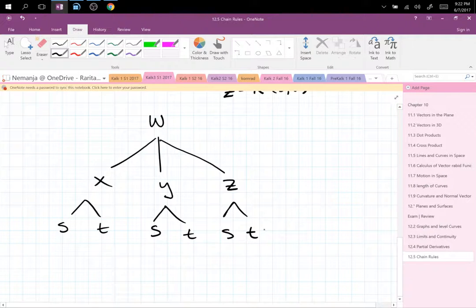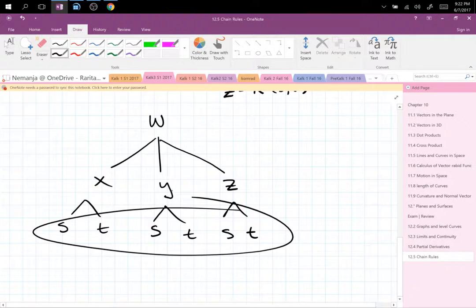Now you have 6 branches here because you go from w through x to s, from w through x to t. That's 2 branches already, and then another 2 and another 2. Or you can just see there are 6 values on the bottom.